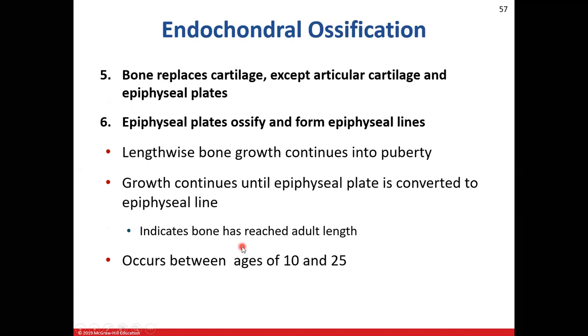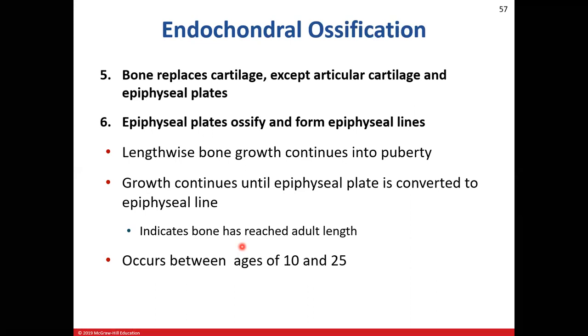So from here then, the bone begins to replace the cartilage, except at the articular ends, so at the articular cartilage, as well as the epiphyseal plates. The epiphyseal plate is going to remain cartilage, and that is going to be what we know as our growth plate. The epiphyseal plates ossify, and they form these epiphyseal lines as we continue to grow and as we begin to close off those growth plates and those growth centers.